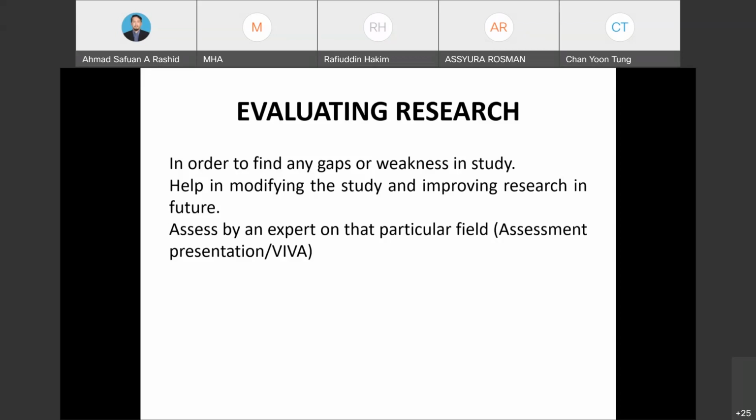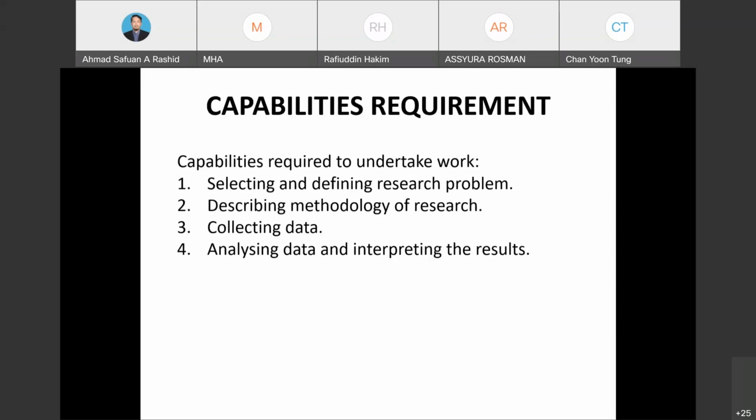For my style of supervision, we have a weekly meeting. The meeting is very important for you as well, so you need to have regular meetings with your supervisor. Capability requirements: selecting and defining the research problem, describing the methodology of research, collecting data, analyzing data, interpreting the result.